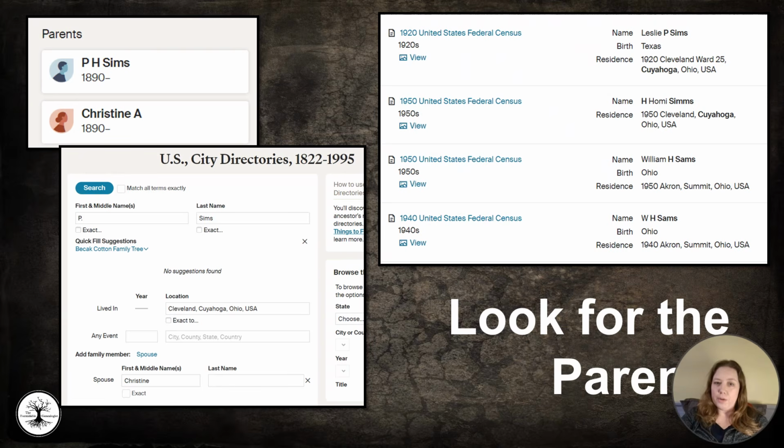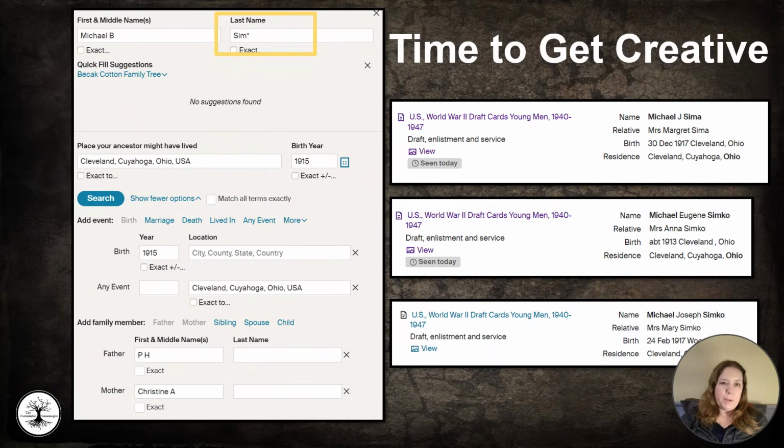No city directories. And Michael B. Sims should have even been in the Cleveland City Directory as an adult because he was 28 in 1943 and living in Cleveland. So he should have been listed. Something wasn't quite adding up here. Maybe Michael was already married. Maybe he wasn't really from Cleveland. Maybe he was from a smaller town nearby.